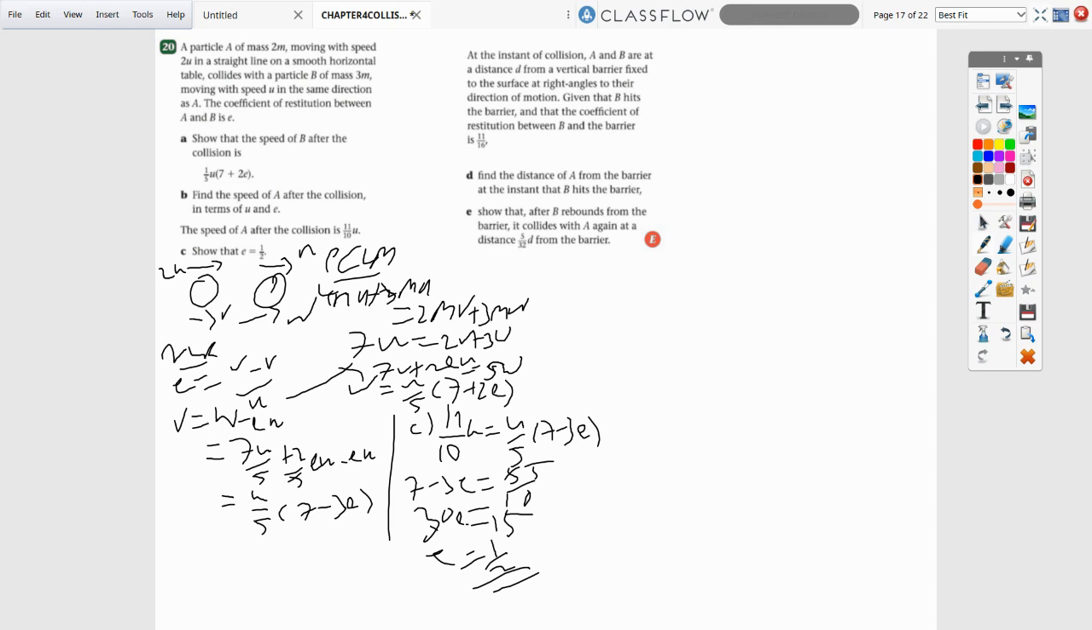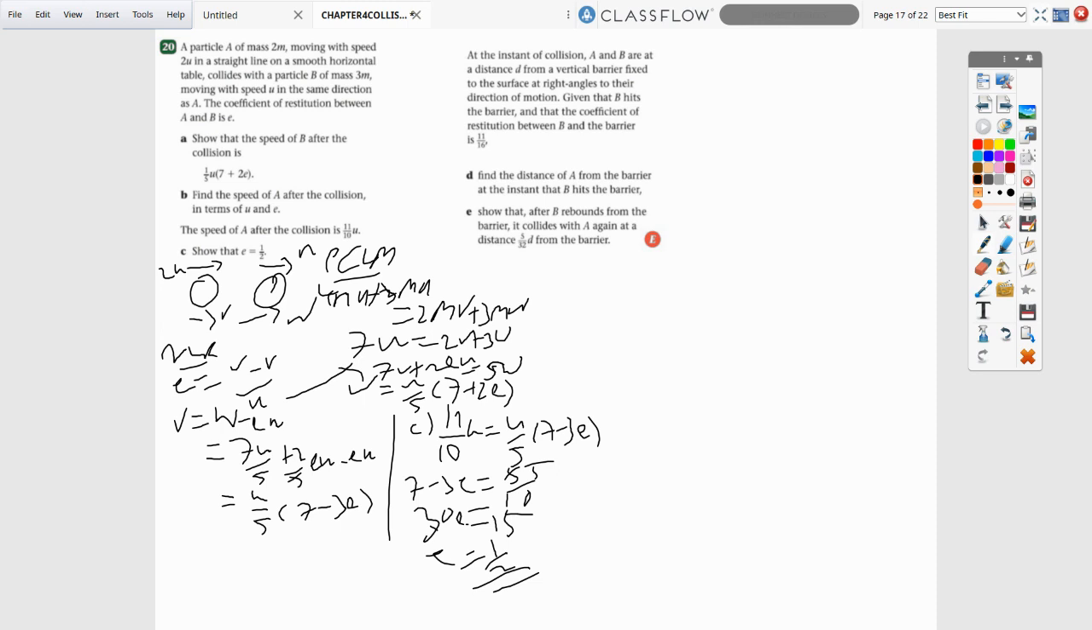So, in part D, at the instant of collision, A and B are at a distance D from a vertical barrier fixed to the surface at right angles to the direction of motion. Given that B hits the barrier and the coefficient of restitution between B and the barrier is 11 over 16, find the distance of A from the barrier at the instant that B hits the barrier.